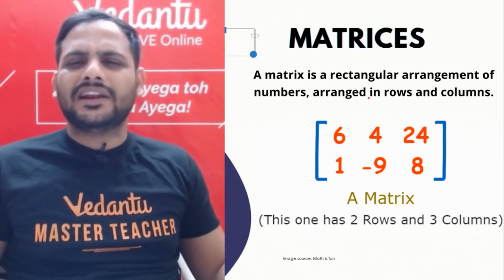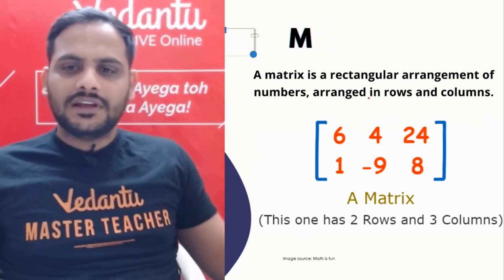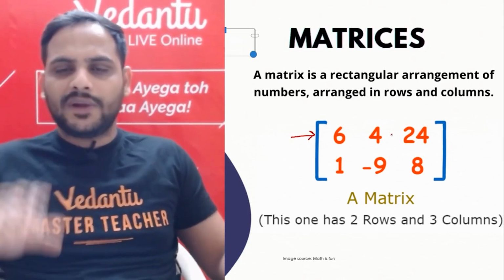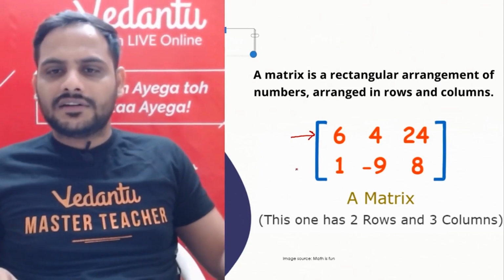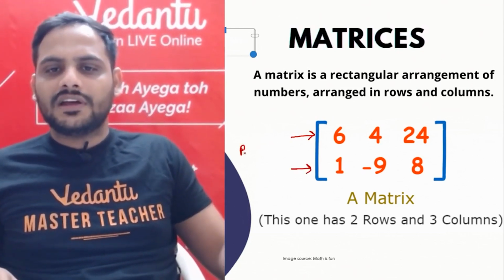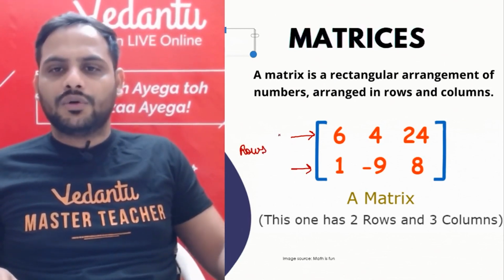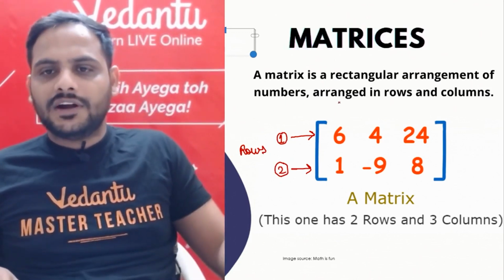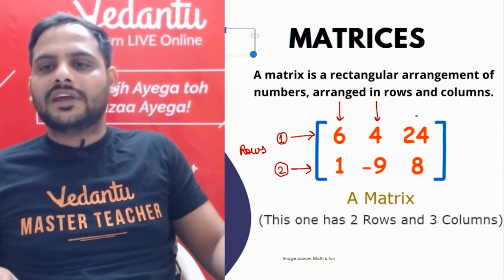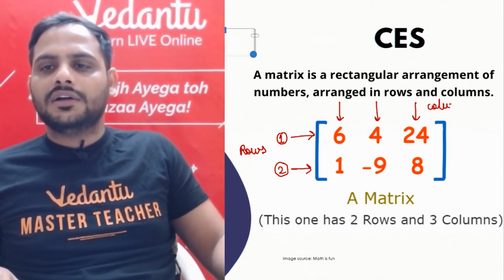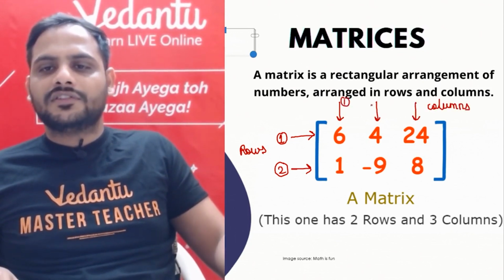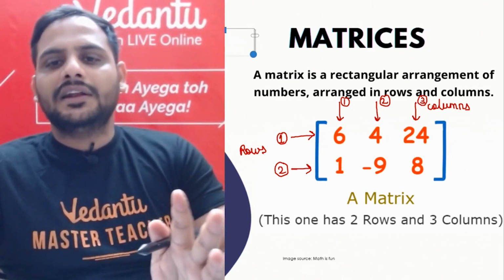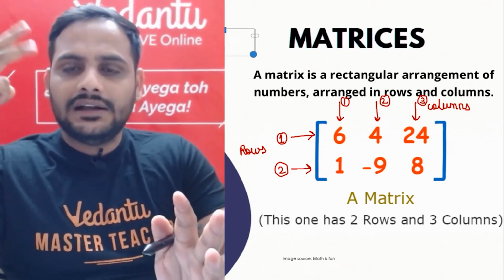So it is nothing but a rectangular arrangement of any numbers. Now the important thing to understand here is that these horizontal lines, suppose 6 4 28 is one horizontal line, 1 minus 9 8 is another horizontal line. These horizontal lines are called rows. What are they called? Rows. So this is row number 1, this is row number 2. So there are total 2 rows in this matrix. And these vertical lines, 6 comma 1, 4 and minus 9, 24 and 8, are called columns. So this is the first column, second column, third column. So this is a matrix in which there are 2 rows and 3 columns.